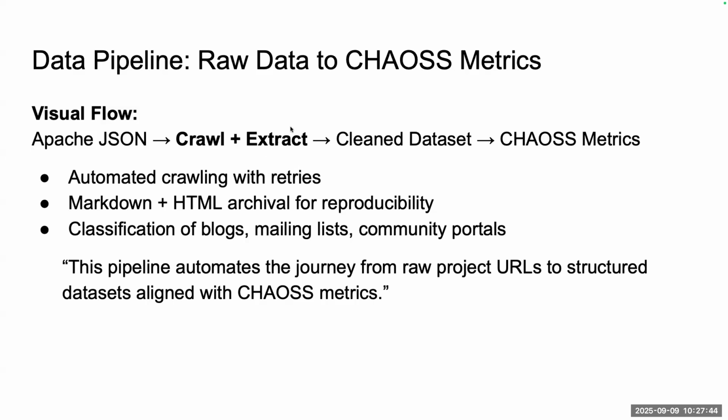Then we are using an LLM scraper that we call Crawl4AI that gives us an output of markdown or HTML, and we try to save that in an archive for reproducibility and for validation in case anyone wants to help us with that. Afterwards, we want to be able to classify blogs, mailing lists, communication portals, and any other important communication metrics that we could add to what we currently have. So the goal of the pipeline is to make it automated so that we won't have to do a lot of manual entries. Next slide.